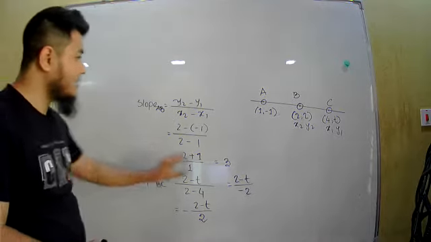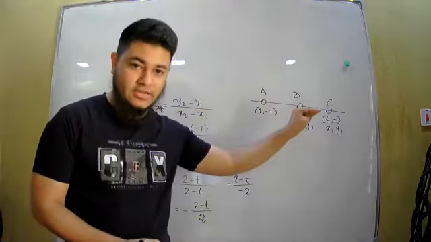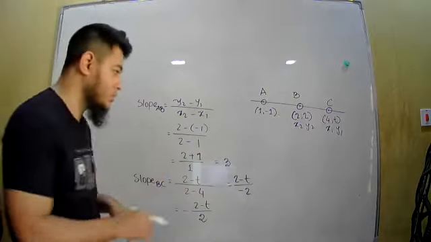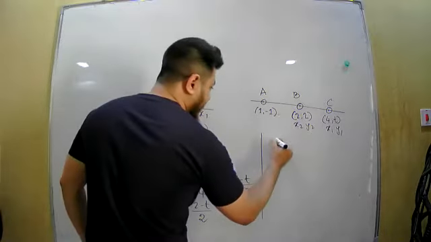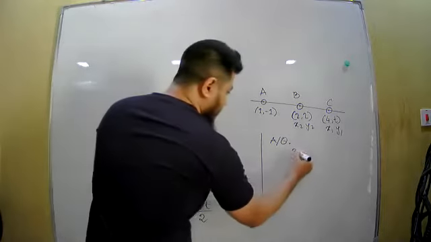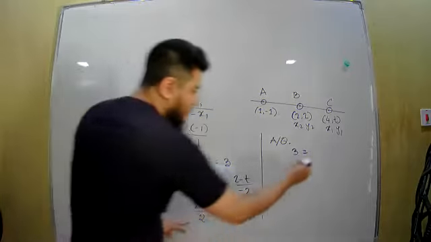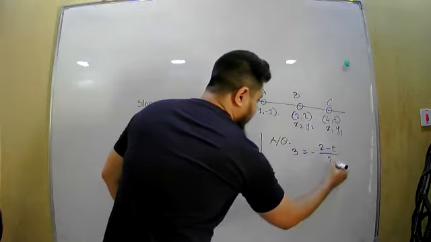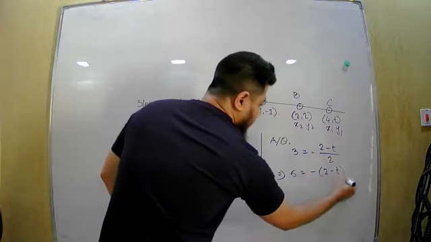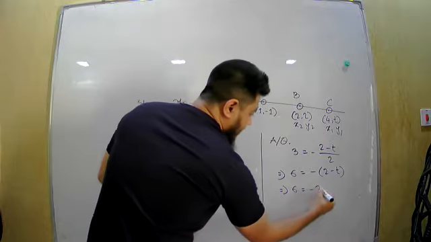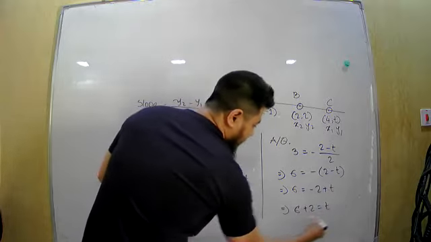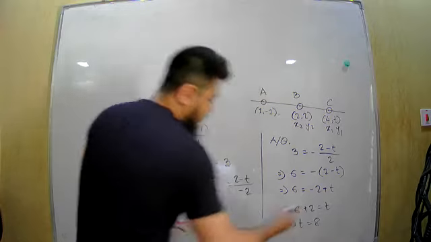Now, AB and BC are on the same straight line. That is why the slopes will be equal to each other. It has to be the same slope. So according to the question, we can write that this slope should be equal to this one: 3 equals the slope BC. If I cross multiply, it will become 6 equals minus 2 plus t. So 6 plus 2, if you change the sign, t will be equal to 8.